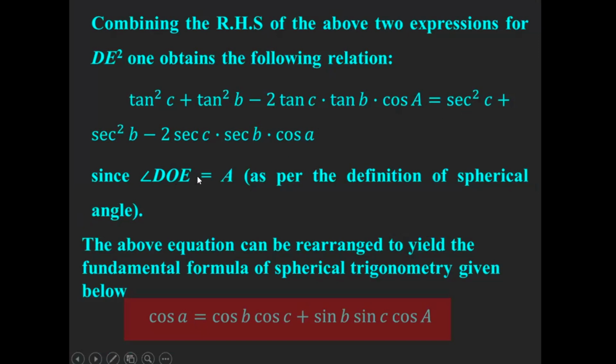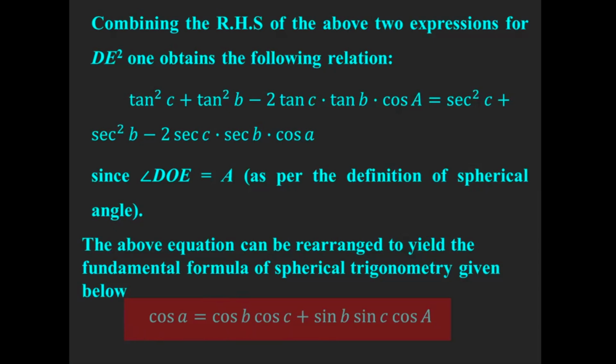Since angle DOA is the angle A as per the definition of spherical triangle angle, the above equation can be rearranged. These are all just simple high school level arrangements. Cosine A is equal to cosine B into cosine C plus sine B into sine C into cosine A. Now this is the fundamental relation you have to remember. We will use only this relation for all cases.